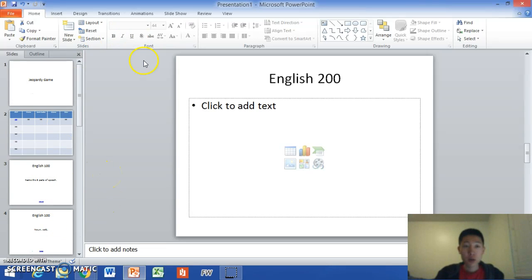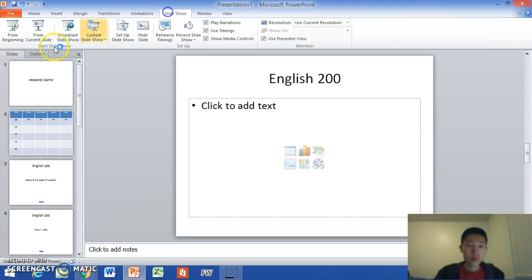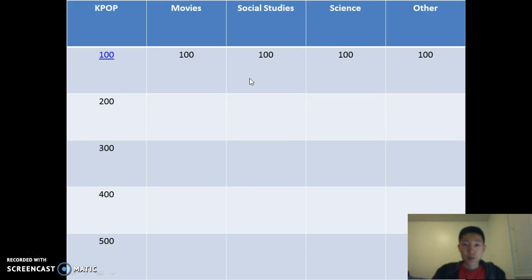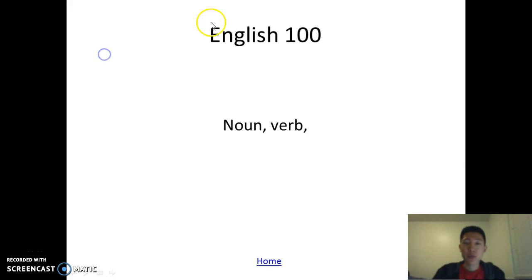So I'm going to go on presentation mode, and first it'll show me the cover slide, and then here we go. It's hyperlinked. I'm going to click on it, and it takes me to English 100, and I did not... What happened here? It's giving me the answer and not the question first.